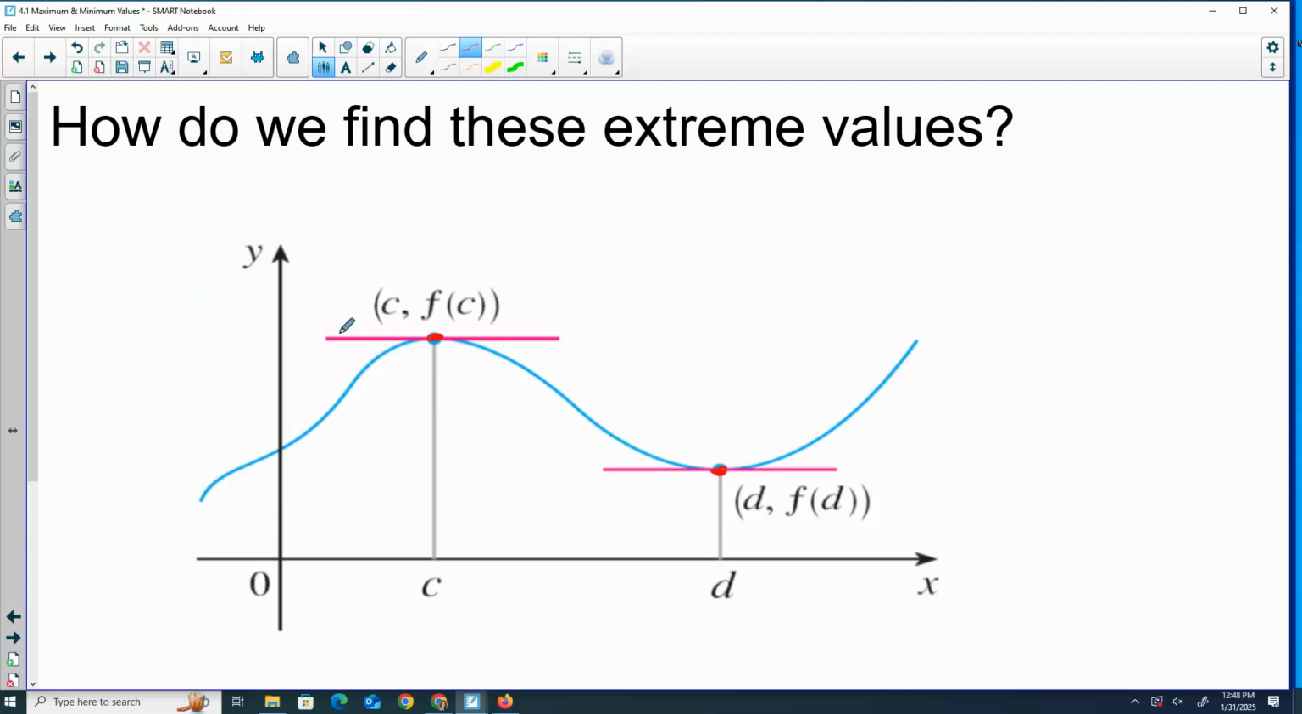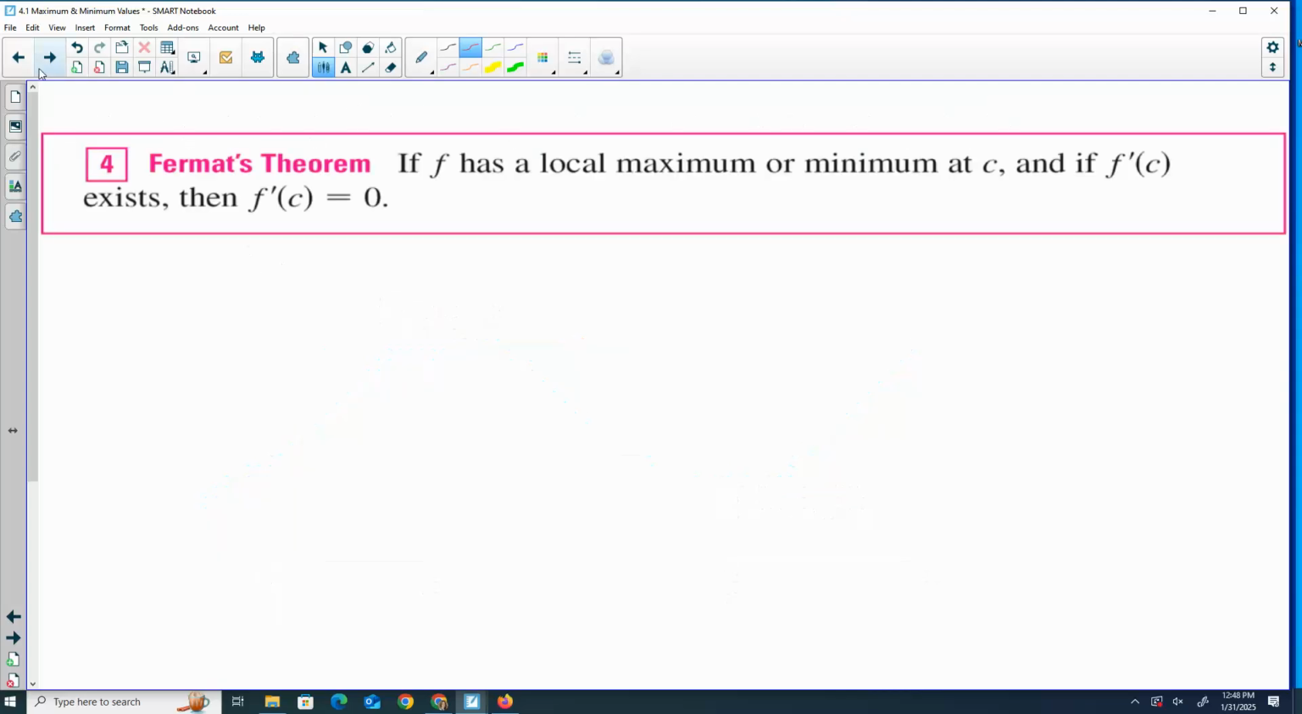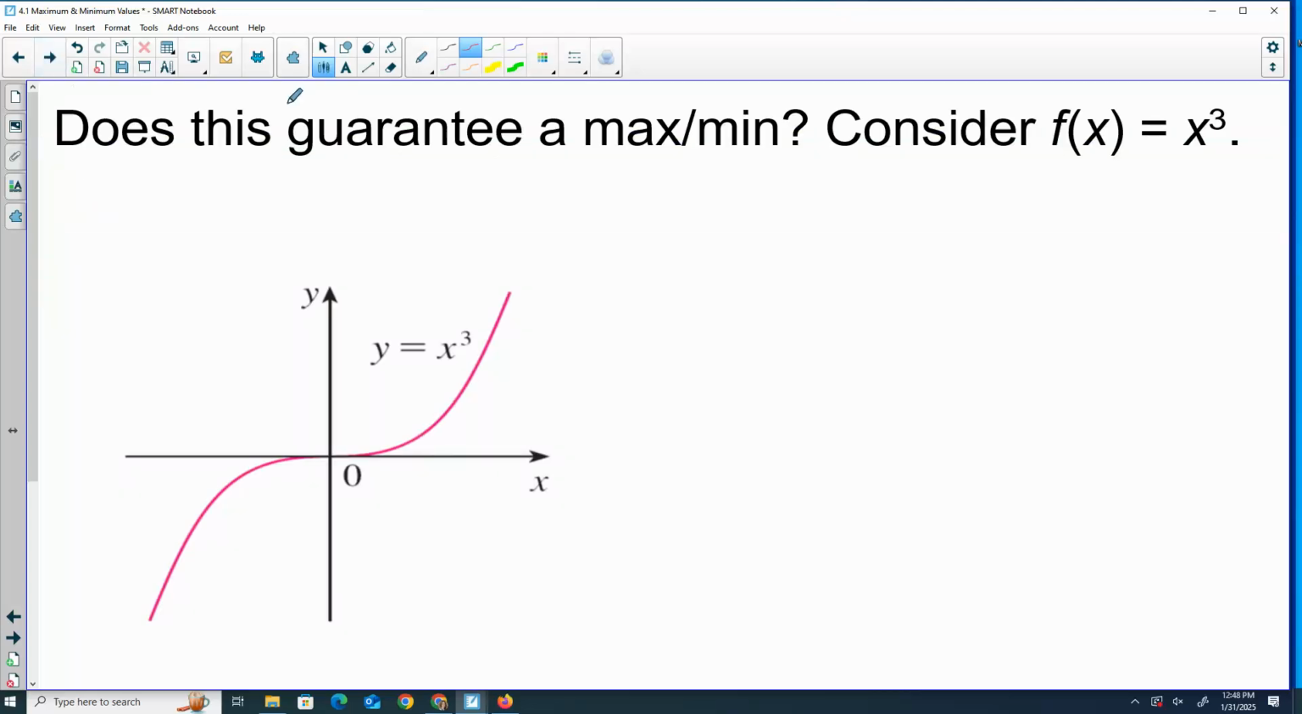The derivative is the slope of the tangent line, right? If it's a max or a min, you have a horizontal tangent line. So we're really looking for points where the derivative is 0. That's all we're finding here. And that is an actual theorem. If it's a max or min, the derivative is going to be 0.